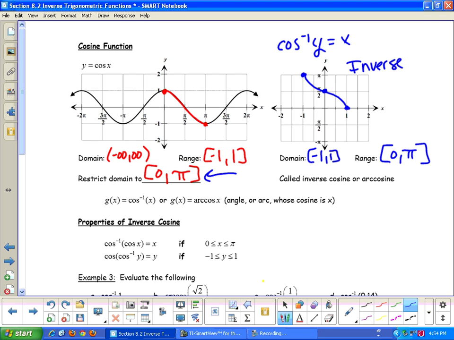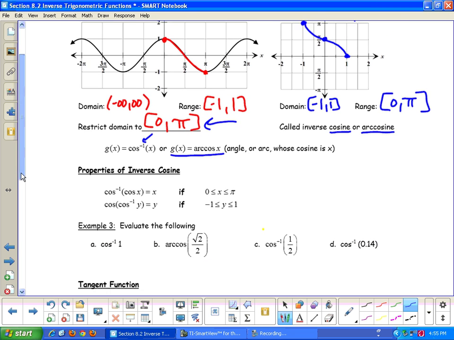So we call this the inverse cosine or the arc cosine. And just like sine, we say that because sometimes students get confused and think that the negative 1, instead of being cosine inverse, is an exponent, which is not true. So that's why you'll sometimes see people write it as the arc cosine.